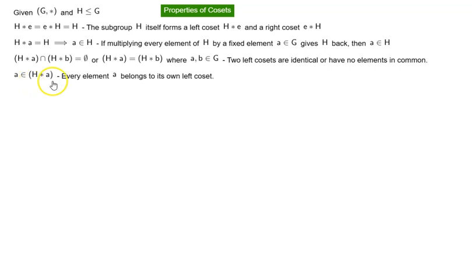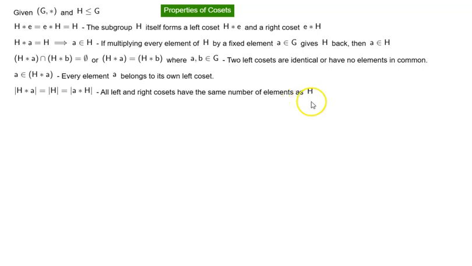A is in H times A. That is, every element A belongs to its own left coset, or we can also say every element A belongs to its own right coset. Order of H times A is equal to order of H, which is equal to order of A times H. So all left and right cosets have the same number of elements as there are in H.